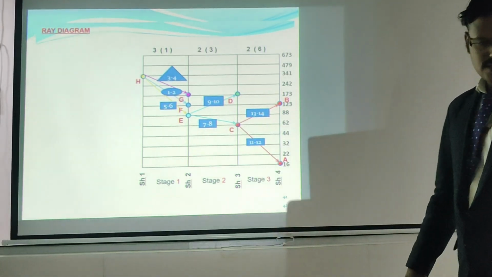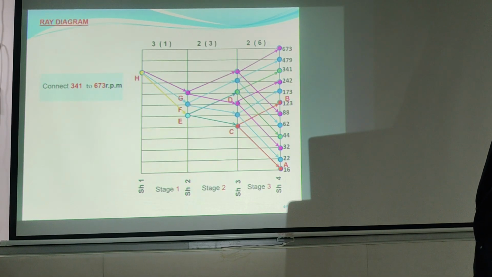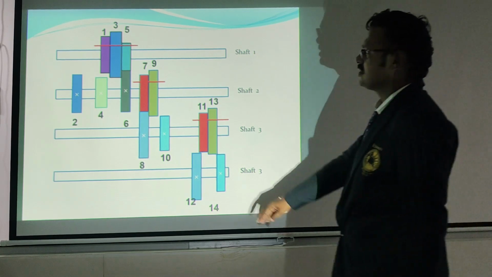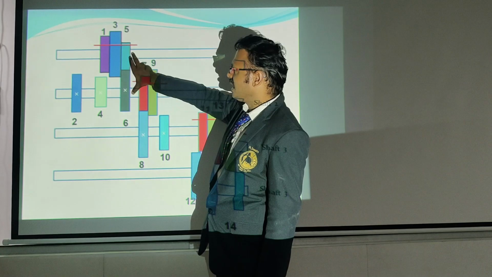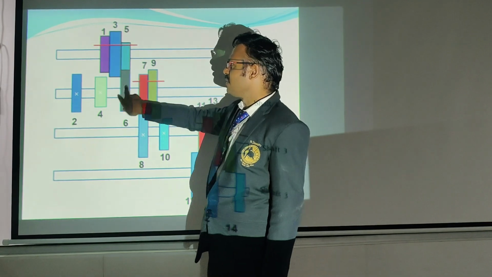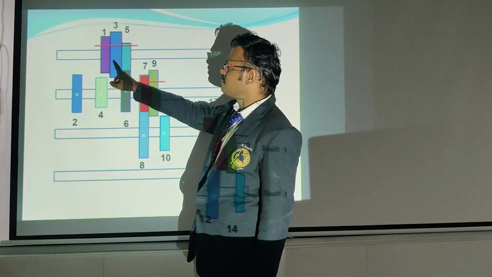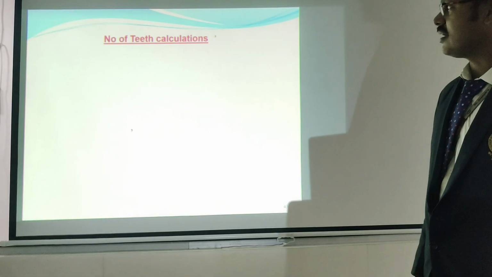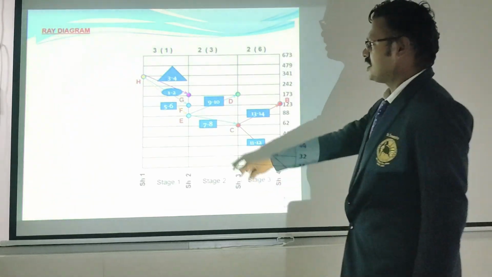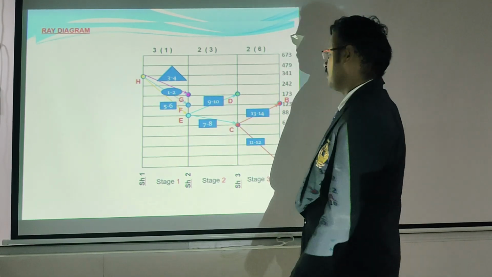So if we see in a ray diagram, if you see in a kinematic diagram, this will be the larger gear. So for lower speed I have to choose 5, 6. For medium speed I have to choose 1 to 2. For larger speed I have to choose 3 and 4. That only I have chosen here. Yes, 5 to 6, medium 1 to 2, and 3 to 4.